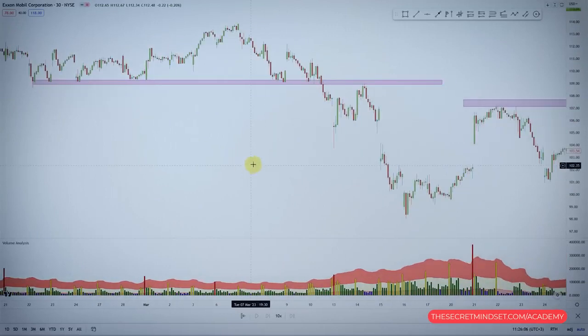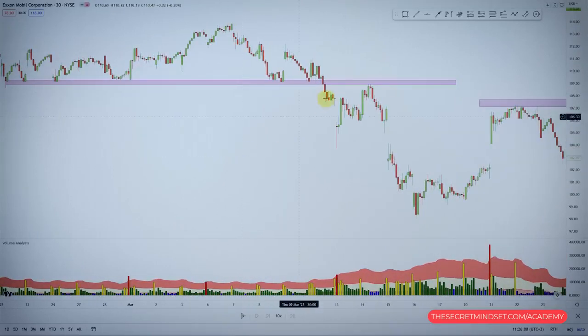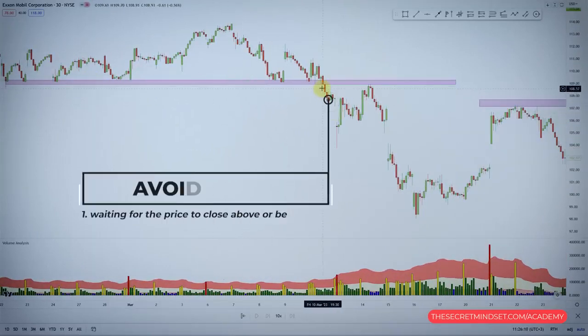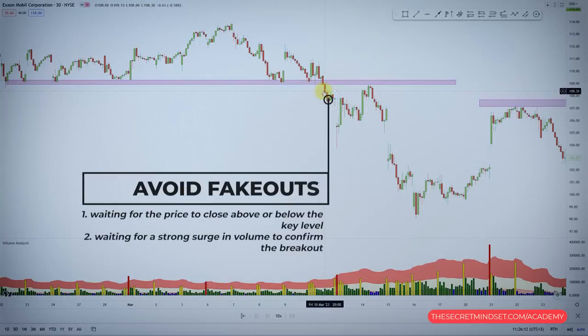So the big challenge in day trading is knowing how to avoid false breakouts. One key strategy is to wait for confirmation. This means waiting for the price to close above or below the key level, or waiting for a strong surge in volume to confirm the breakout.